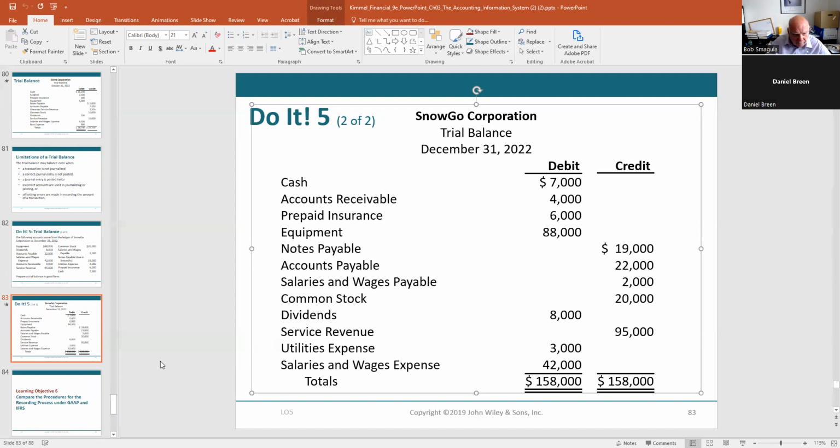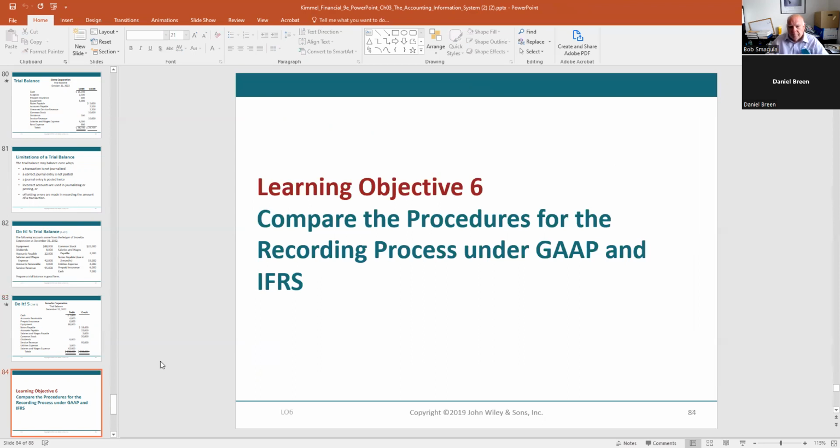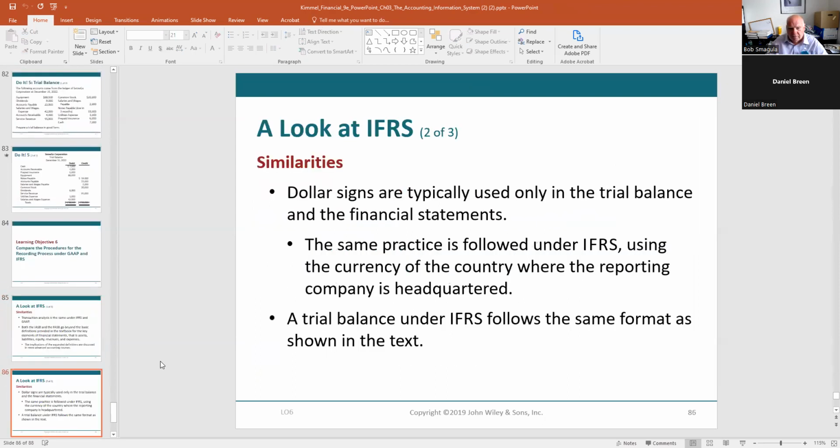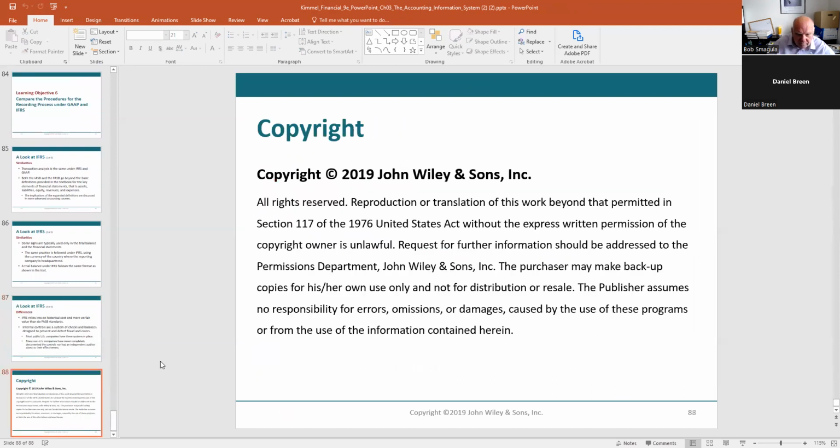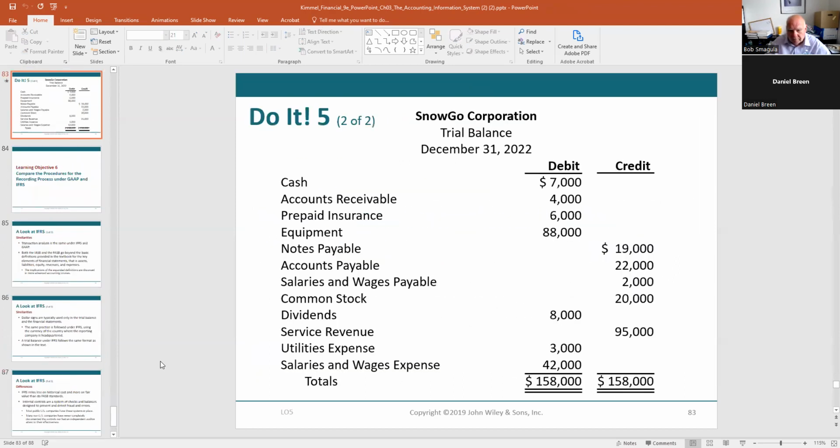Now we can do our financial statements, but we're not going to do it in this chapter. Let me just do something. Yeah, we're not going into IFRS.